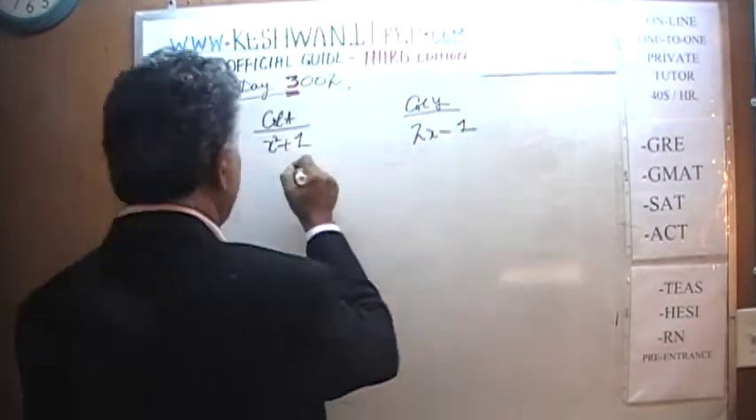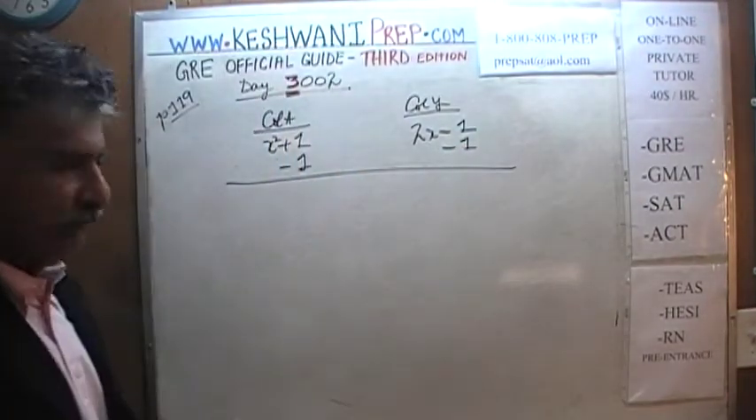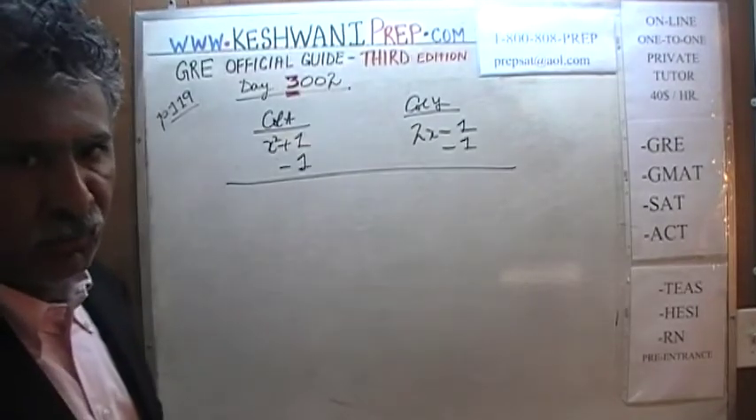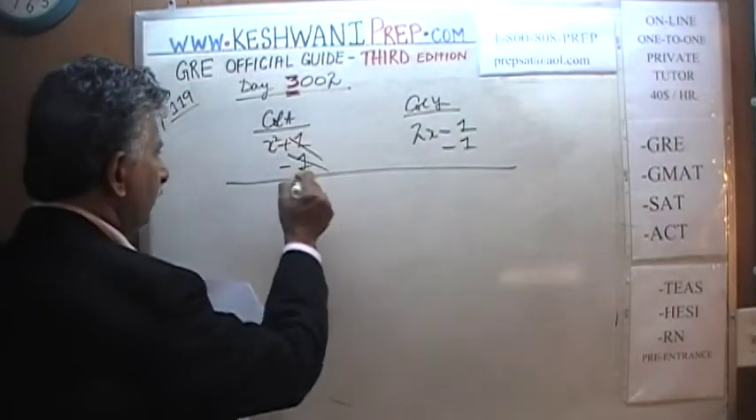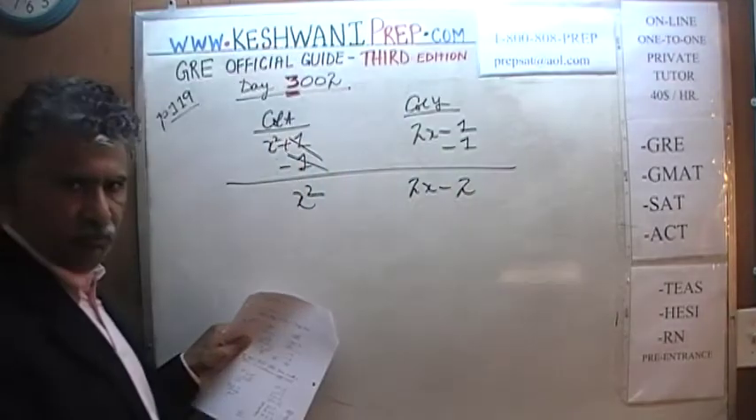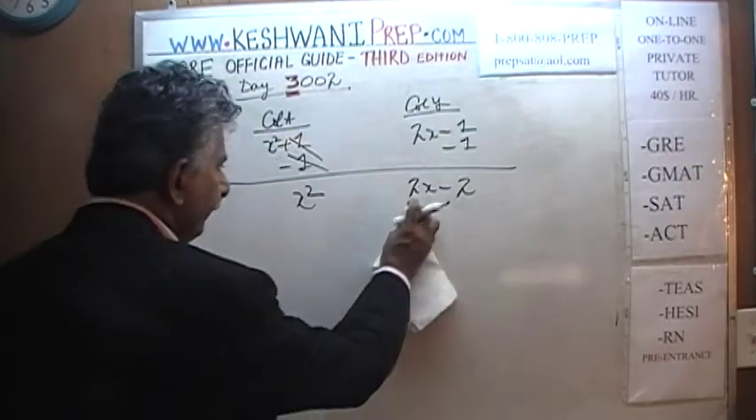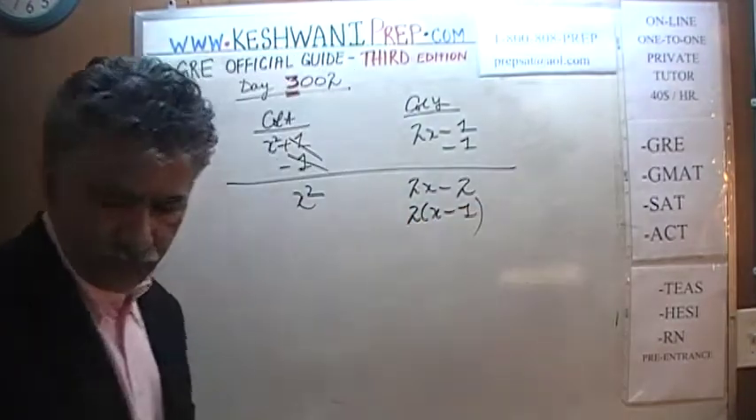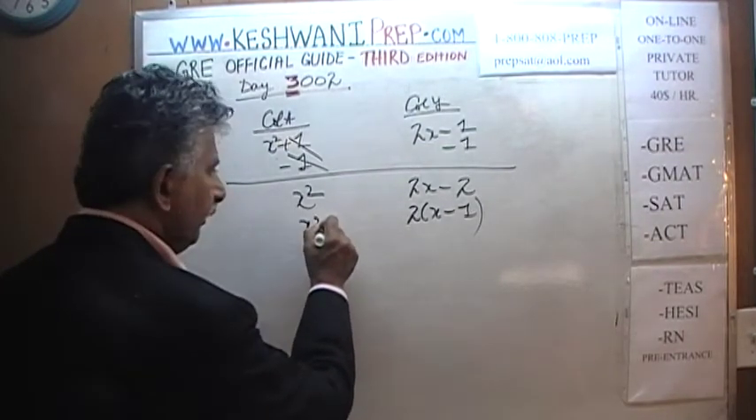2x minus 1. Let's subtract 1 from both columns. I shouldn't say this side. We cannot go around subtracting 1 from just one side. Let's subtract 1 from both columns. 1 goes away and we end up with x squared versus 2x minus 2. With me so far? Take out 2 common, not x. 2 is a common factor. Take it out and we end up with x minus 1. And from this point on, we have to simply understand, here we have x squared.